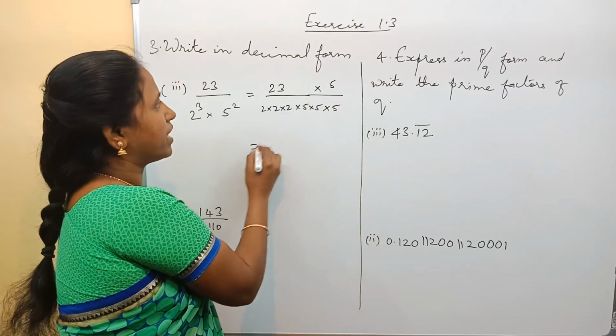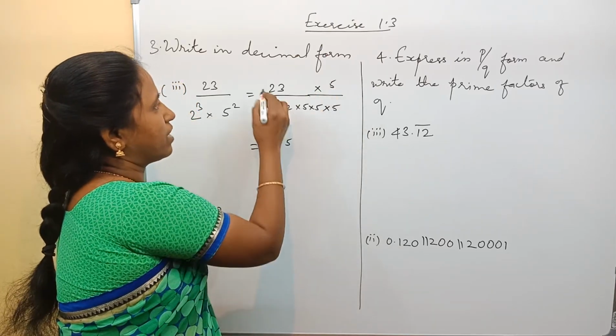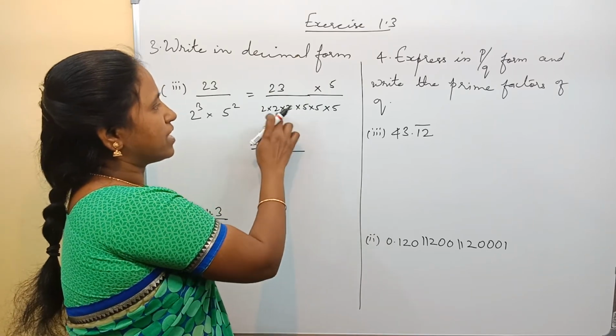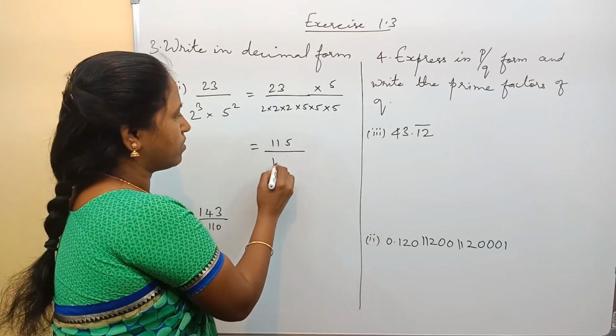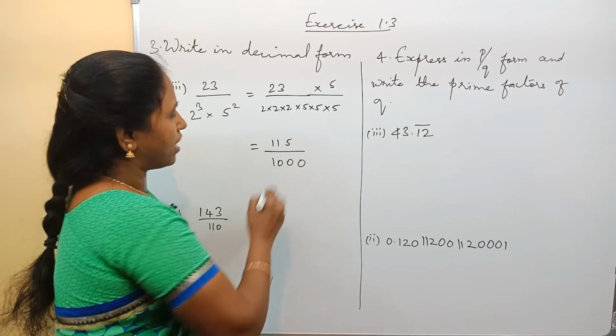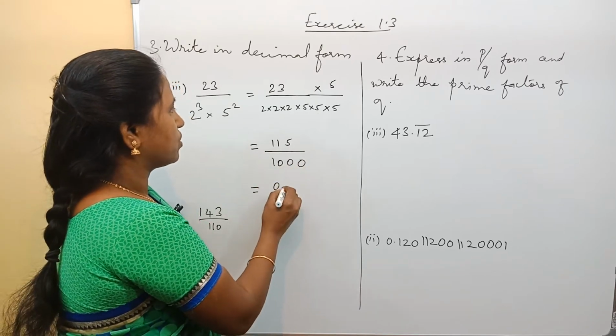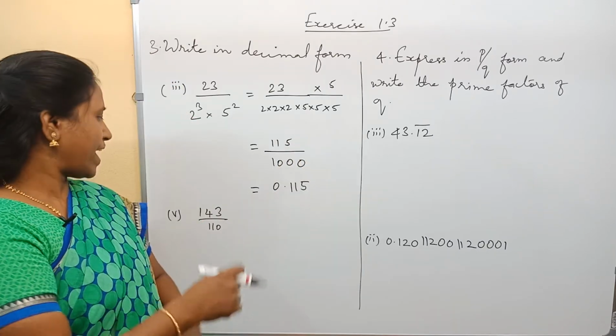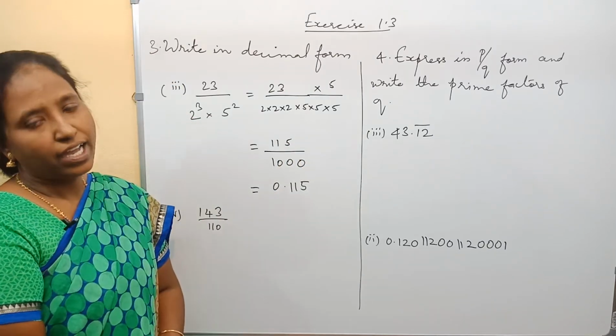So what we will get, 5 3s are 15, carry 1, 5 2s are 10, 11. 11 by, now this is 10, 10, 10. So 10 into 10 into 10, 1000. So you get 0.115. Now we have 143 by 110.